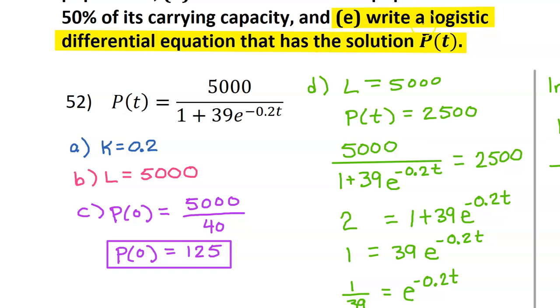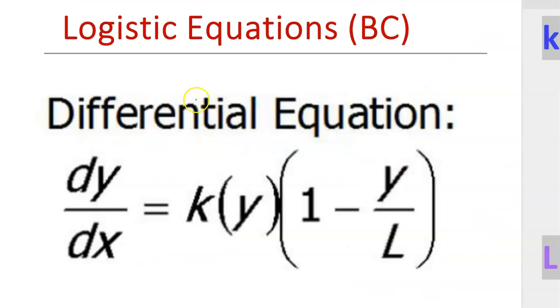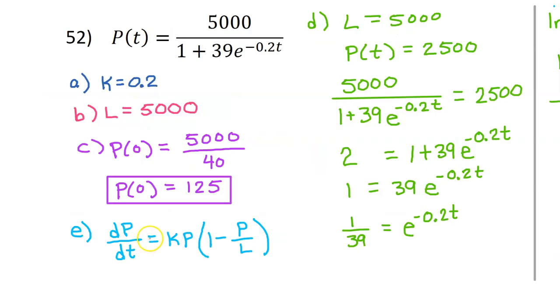Part E. Write a logistic differential equation that has the solution P of t. Here is the logistic differential equation that we memorized. Using t and p instead of x and y, the differential logistic equation becomes this. Substituting 0.2 for k and 5,000 for L gives us the final answer.